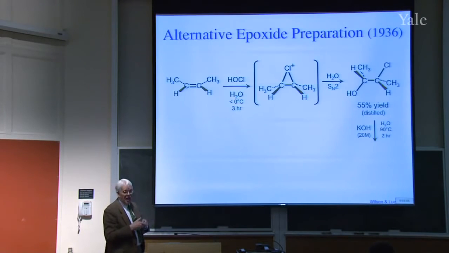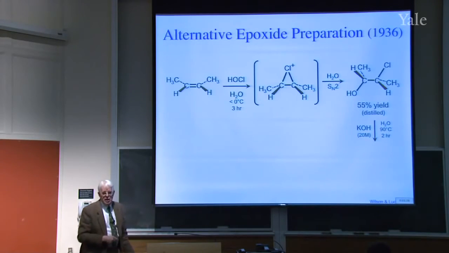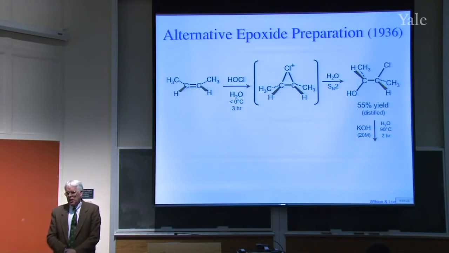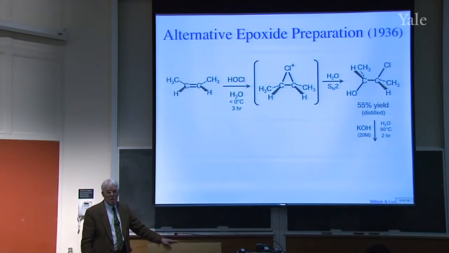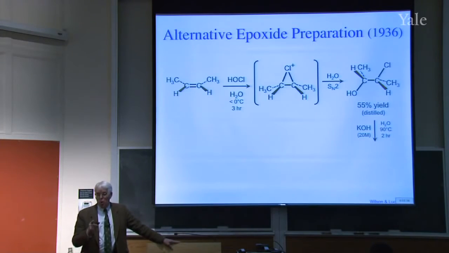They did it, they got a 55% yield after distillation. And then they reacted it with KOH. Notice it's 20 molar KOH. Pretty strong solution at 90 degrees, that's vigorous conditions, in water for 2 hours. How do you think OH minus will react with this stuff? I want several possibilities. What could OH minus attack in this molecule? Chris? Deprotonate the hydrogen.